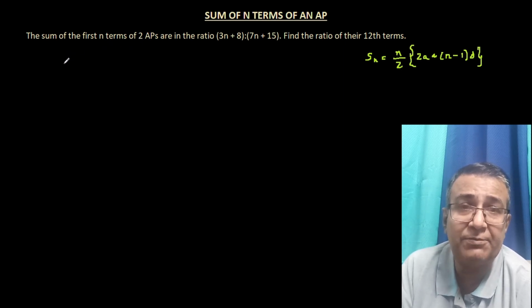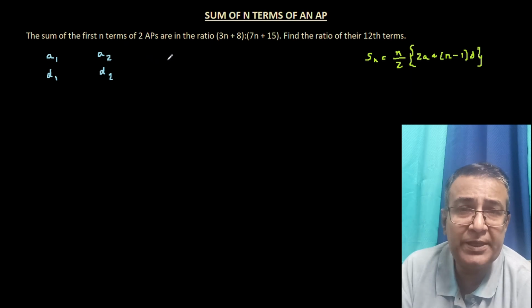So obviously we'll have the first term of the first AP, which let's take as a1. We'll have a common difference also, let's name that d1. And similarly for the second AP, we'll have a2 as the first term and d2 as the common difference of the second AP. And then since we have been given the ratio, let's find out the ratio now.